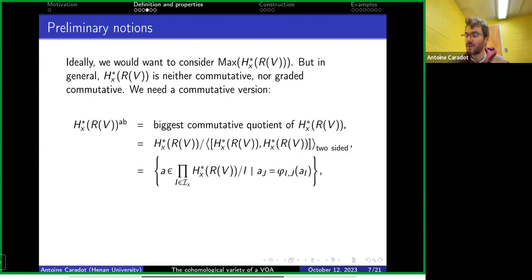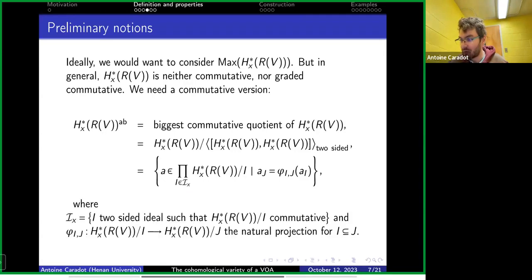Given by the commutator, or you can see it as the following space. So it will be a subset of the direct product where the notation are given as such. So you consider Ix to be the set of two-sided ideals in your unit algebra, such that the quotient is commutative. So you take the collection of all the commutative quotients.